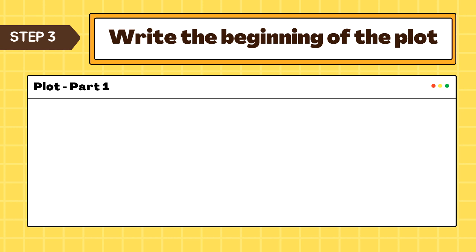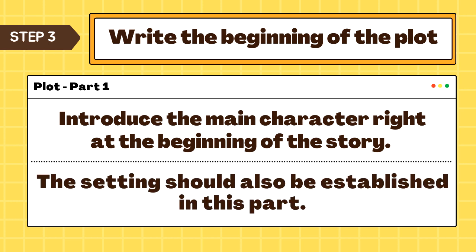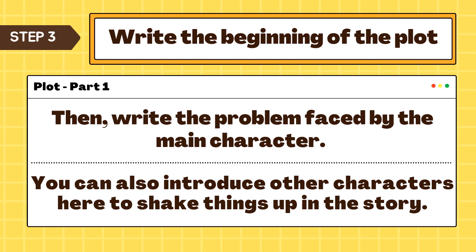Step 3. Write the beginning of the plot. Introduce the main character right at the beginning of the story. The setting should also be established in this part. Then, write the problem faced by the main character. What does your main character want to do or achieve? You can also introduce other characters here to shake things up in the story.